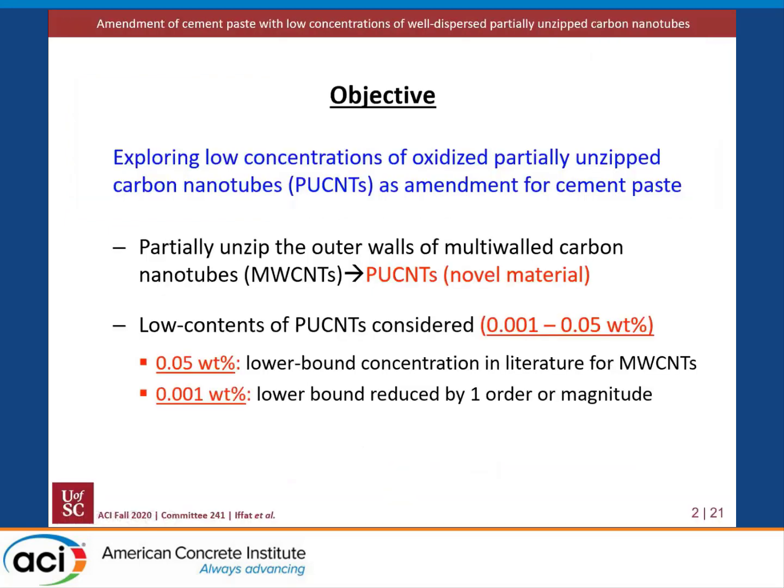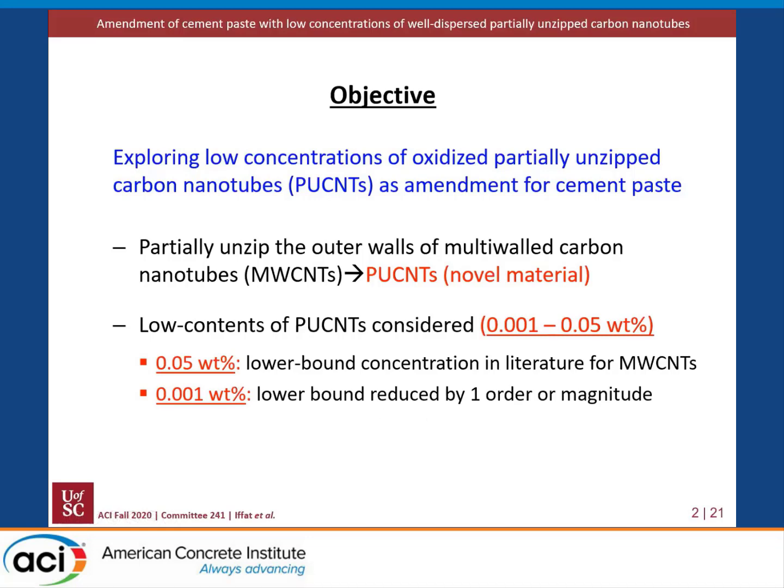The objective was to explore low concentrations of oxidized partially unzipped carbon nanotubes, named PUCNT, as an amendment for cement paste. PUCNT acts here as a novel material for application in cement composites. We considered low concentrations in the range 0.001 to 0.05%, where 0.05% was reported as the lower bound concentration of multiwalled carbon nanotube application in cement composites. We considered lowering this concentration by 1 order of magnitude.